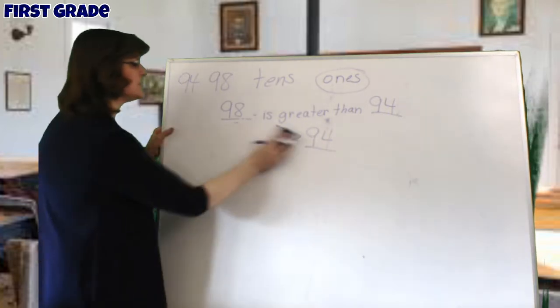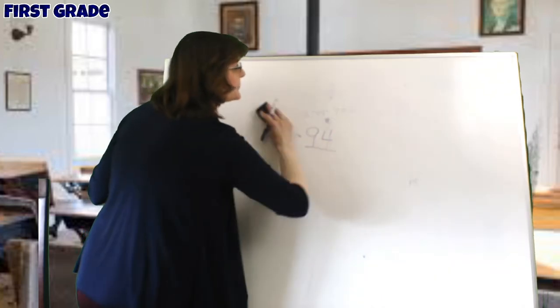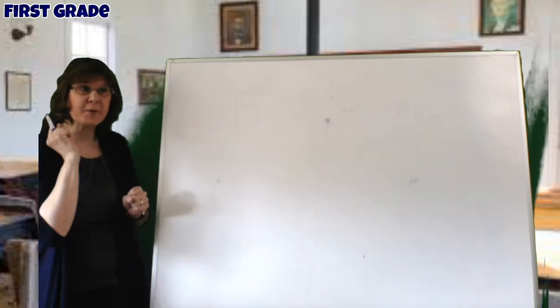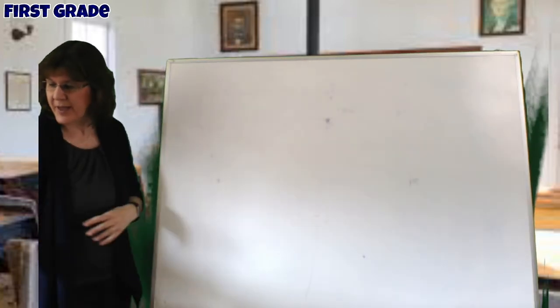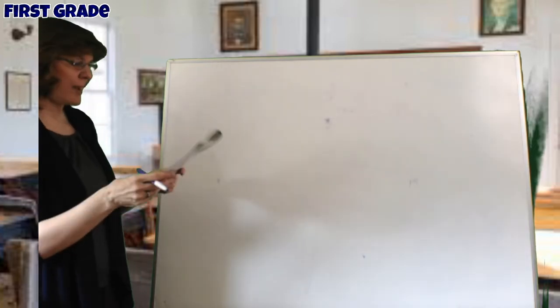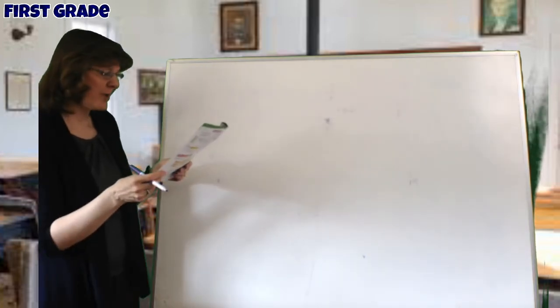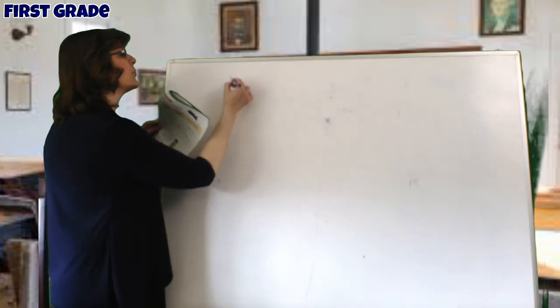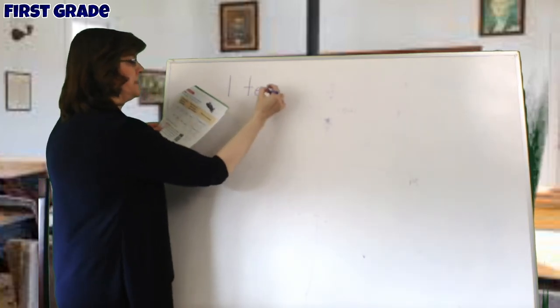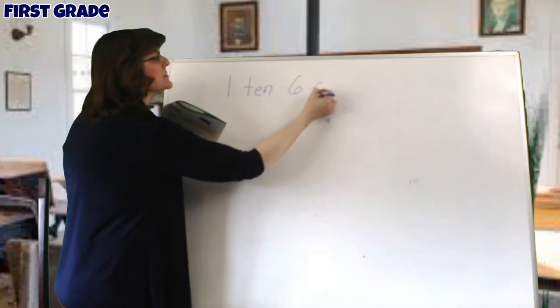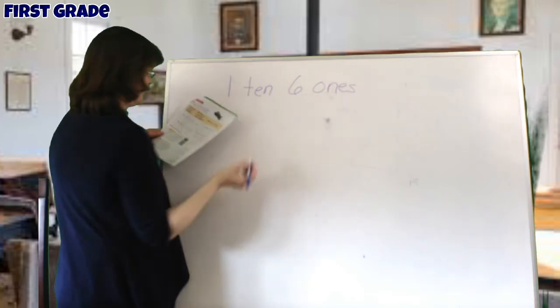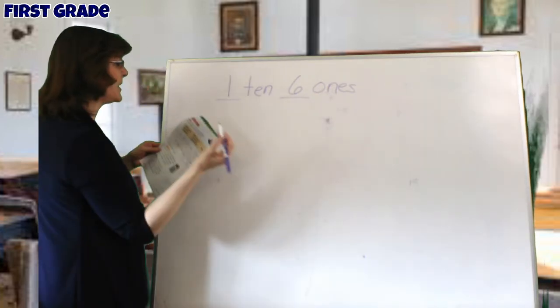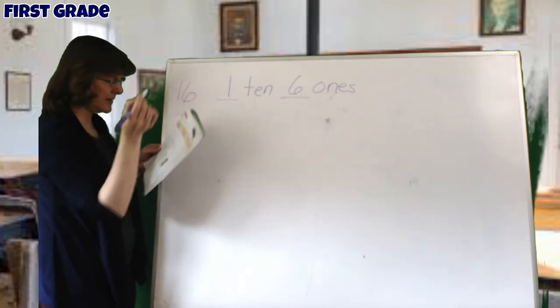Now we have some story problems to move on to. Let's do our cheer. Story problems. Oh, yes, we can do them. Listen to this story. Pam and Jake play a game for points. Pam's points are 1 ten and 6 ones. 1 ten, 6 ones for Pam. So her number would be 16.